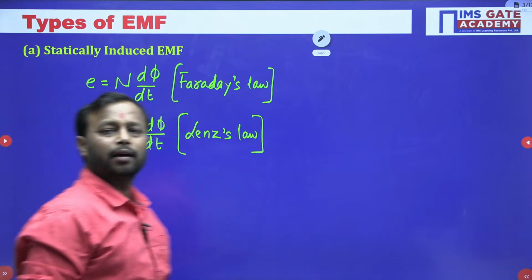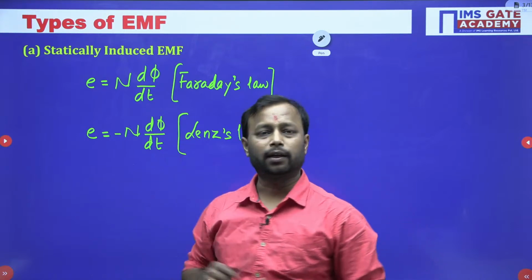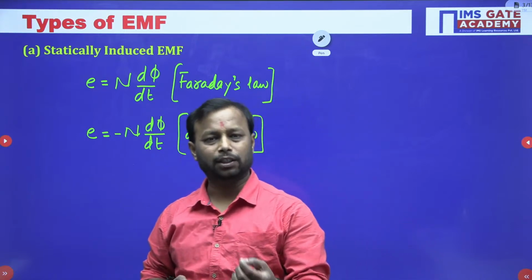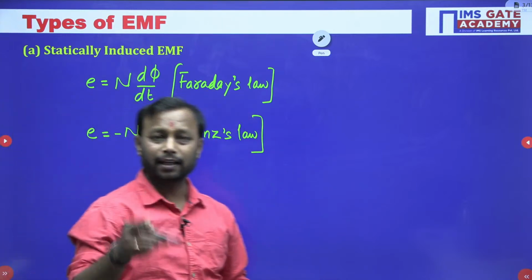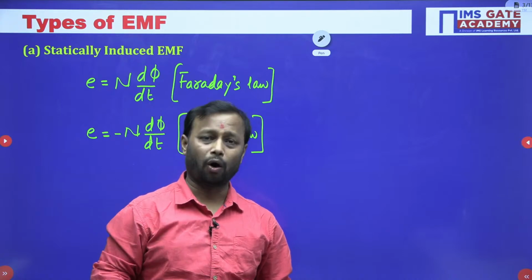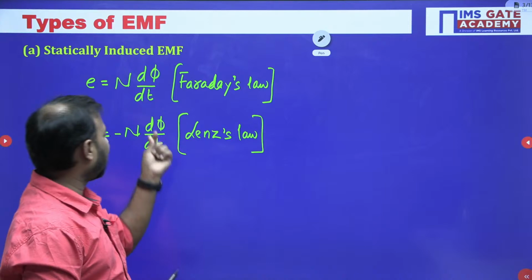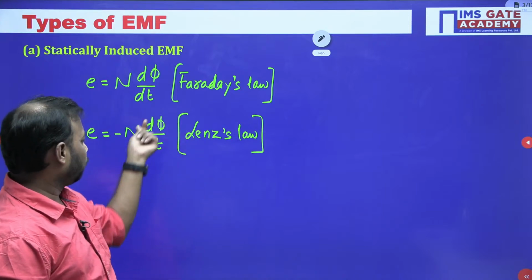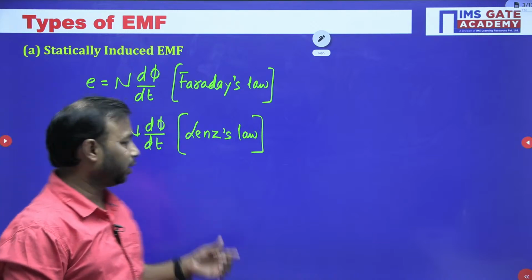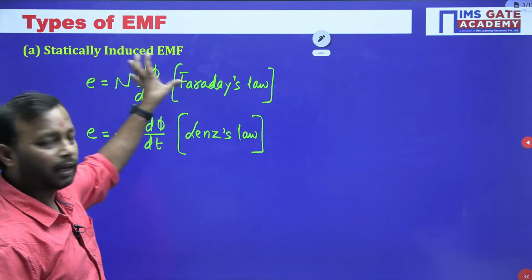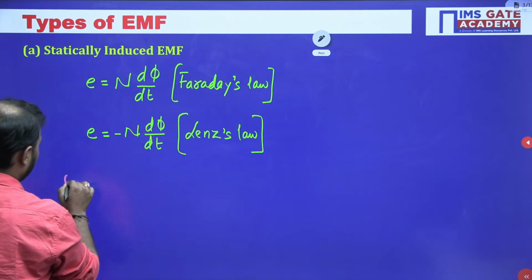So what is N? N is the total number of turns in a coil. What is phi? Phi is the flux. Okay, so this phi, or the flux, depends on time, or it is a time varying flux. Since it is a time varying flux, with respect to time it is going to produce an EMF in the coil. So this will give you statically induced EMF. Got the point?